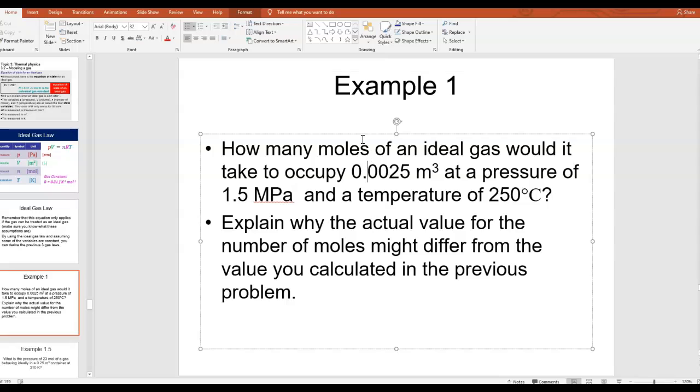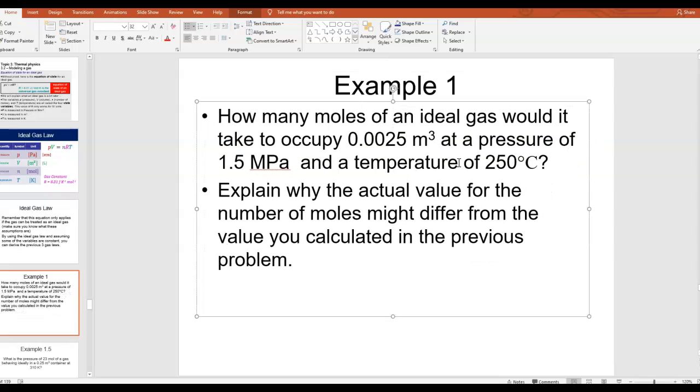Okay, so first of all, I'm just going to move this up so I have some space to work with. I'm going to do this on another screen, but first I'm going to identify my variables. I'm asked to find the number of moles, so that is a lowercase n, of an ideal gas. If it's an ideal gas, that means I can use the ideal gas law, which is good, PV equals nRT. Would it take to occupy, so based off of the unit, this is the volume. Okay, so there's my volume.